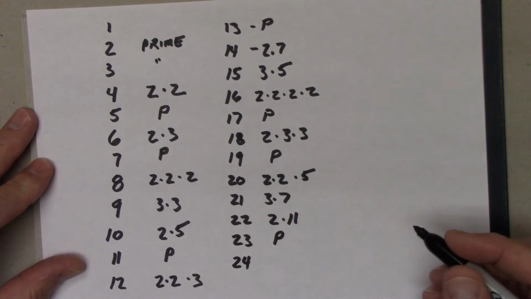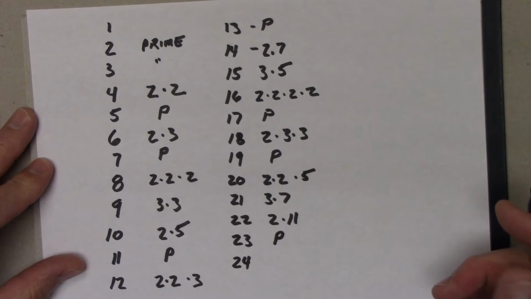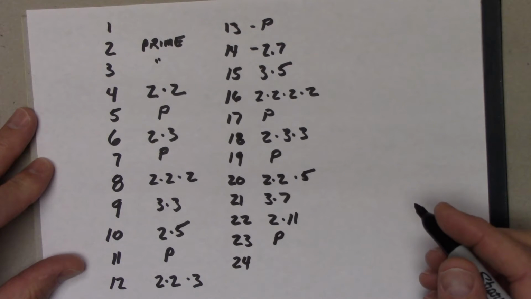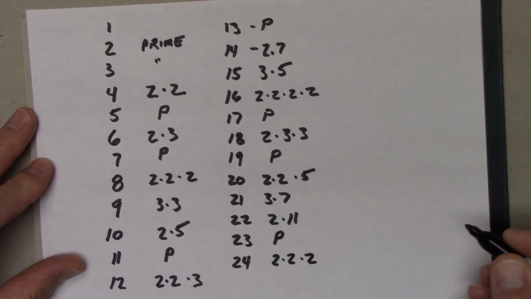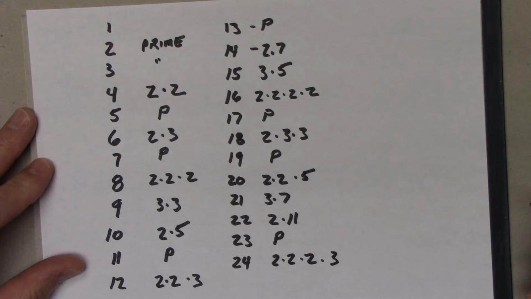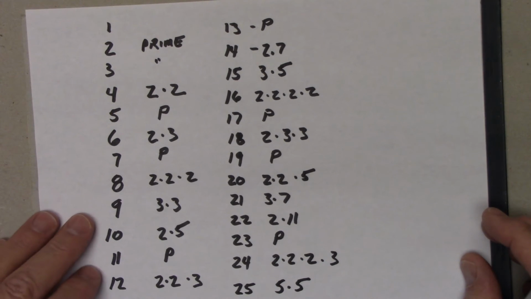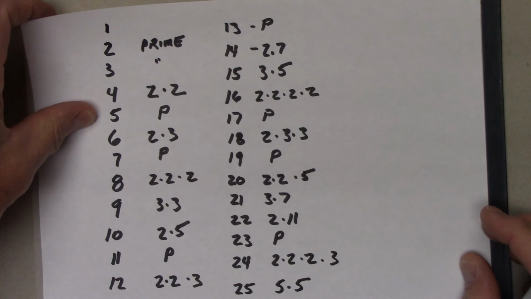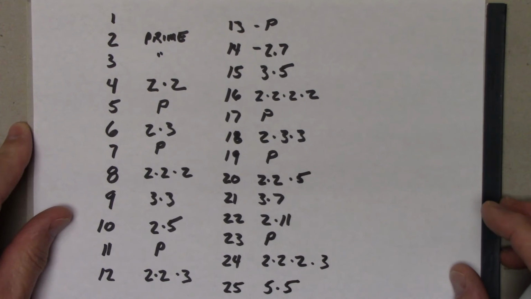24, normally we would say something like 8 times 3 or 6 times 4, but 24 we do like this. 2 times 2 times 2, there's our 8, times 3, 24. And finally, the last one on this list is 25, 5 times 5. Those may not be so easy to read. I'll leave that there for a moment so that you can pause it.